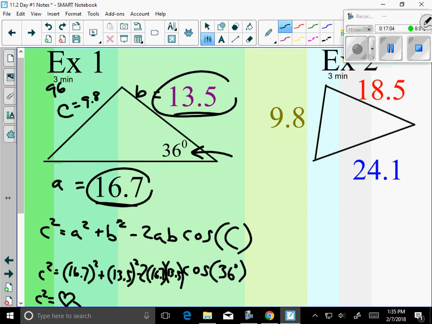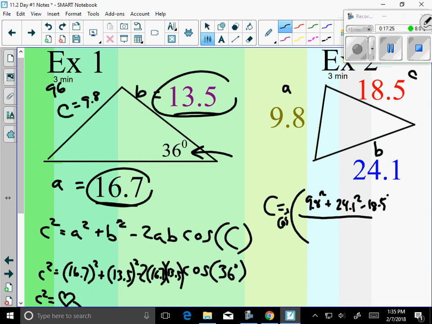Over here, this is the setup I would do. It doesn't matter what I call these. I could call them A, B, and C in any order. And then all I'd do is the inverse cosine of A squared, looks like 9.8 squared, plus B squared, which I've got 24.1, minus C squared. It's pretty amazing that you can put them in any order because, well, that's just amazing to me. But I think weird things are amazing like that.